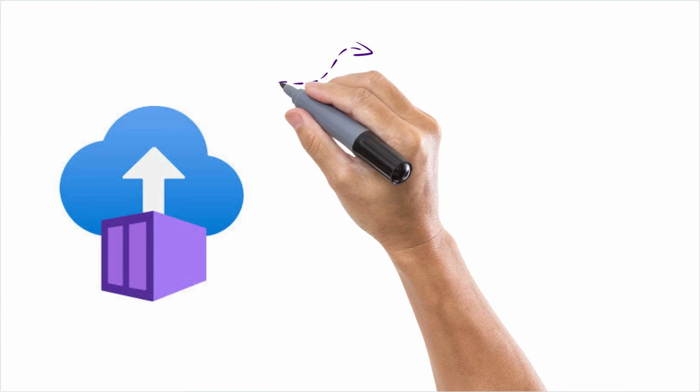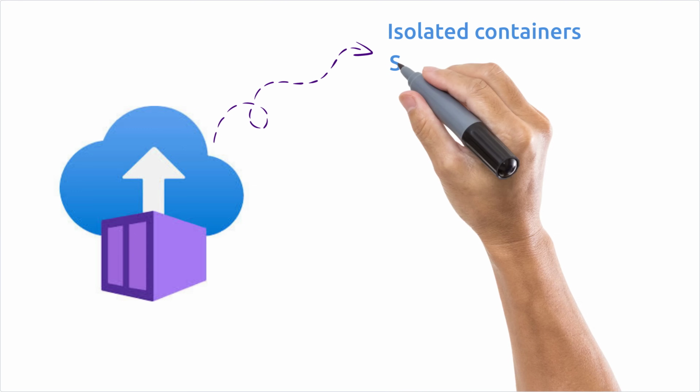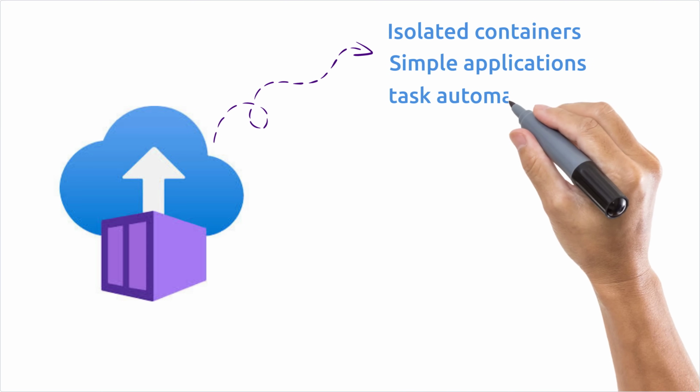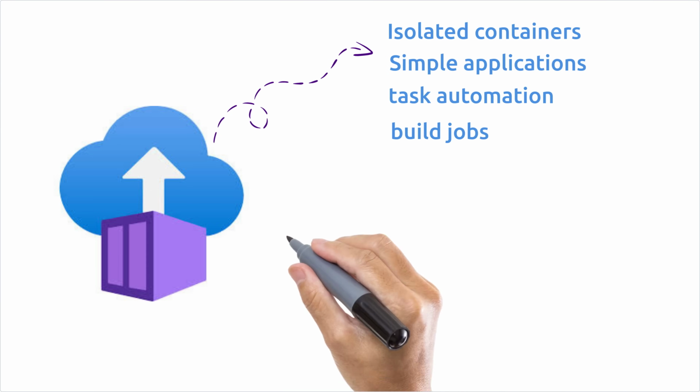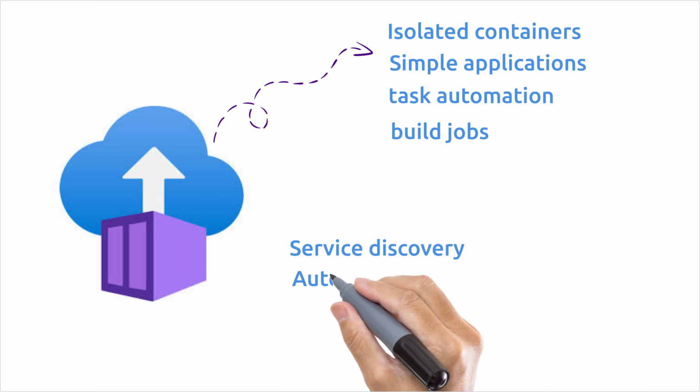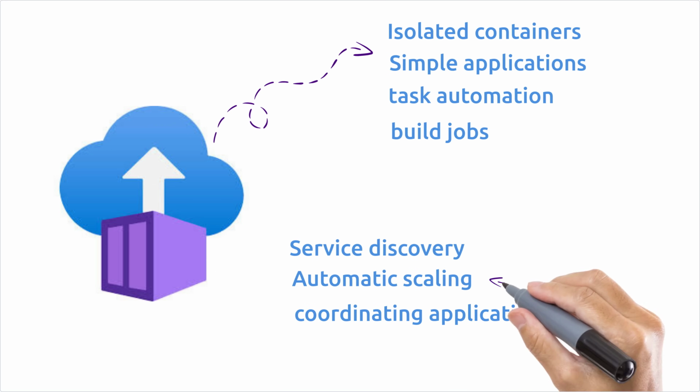Azure Container Instances is an ideal choice for scenarios that can run in isolated containers, such as simple applications, task automation, or build jobs. However, if your needs involve full container orchestration, like service discovery, automatic scaling, or coordinating application updates, Azure Kubernetes Service may be a better fit.